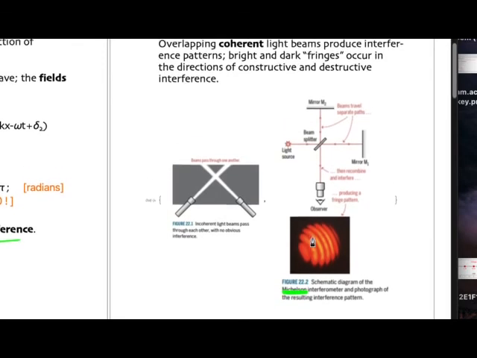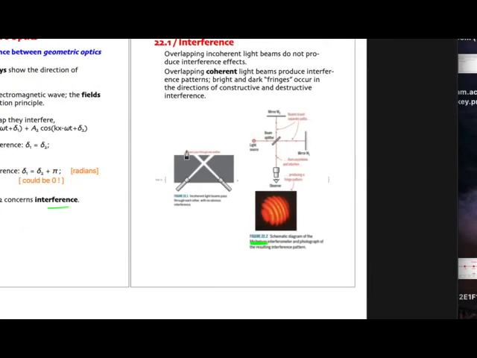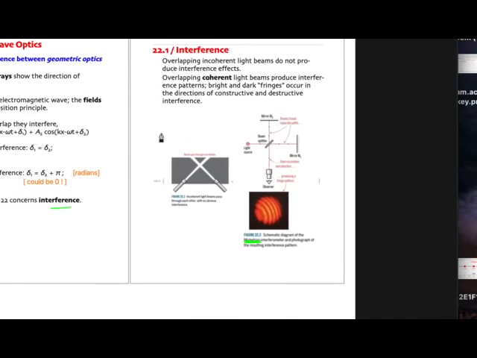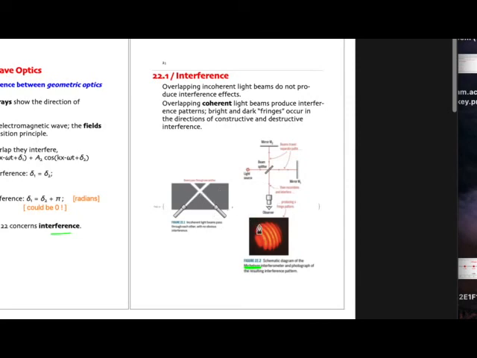So one thing to remember is that interference requires a special kind of superposition. It requires a superposition where the two superimposed waves are coherent with each other. They're sort of in phase or out of phase.